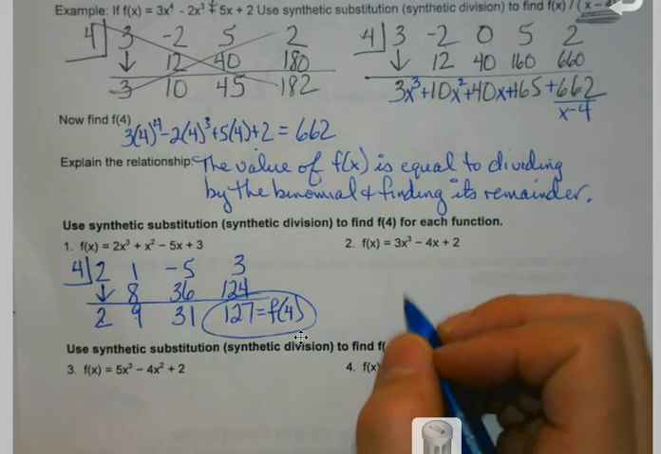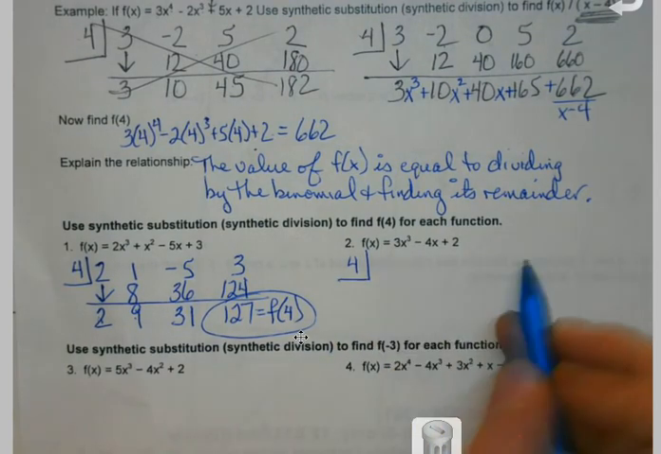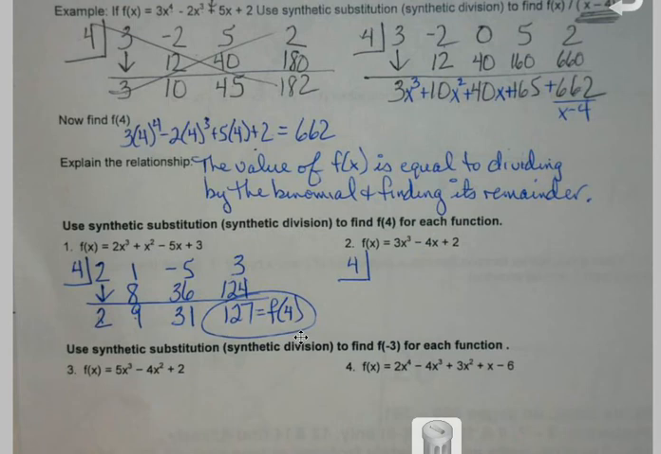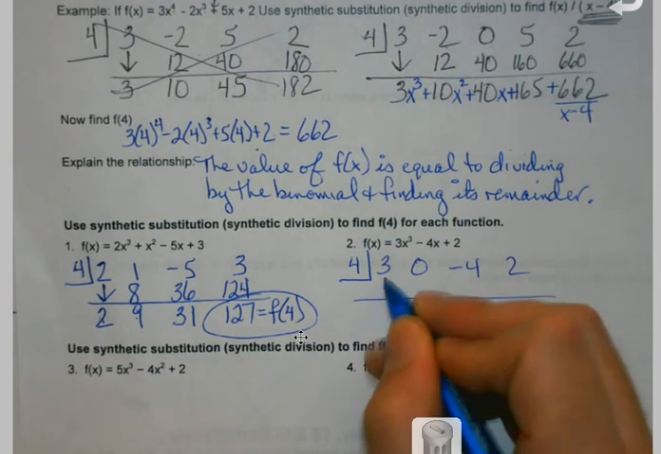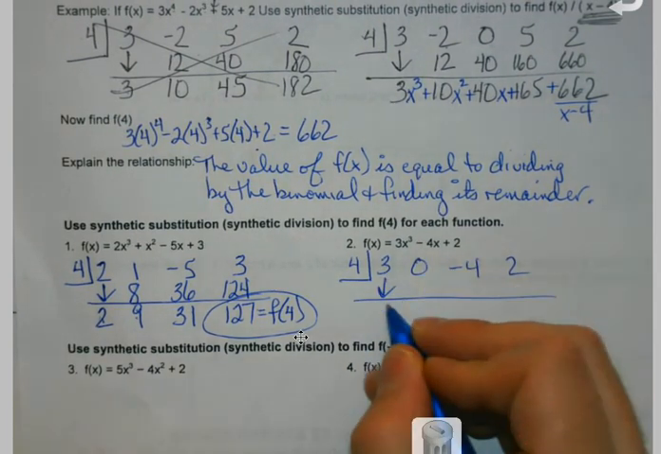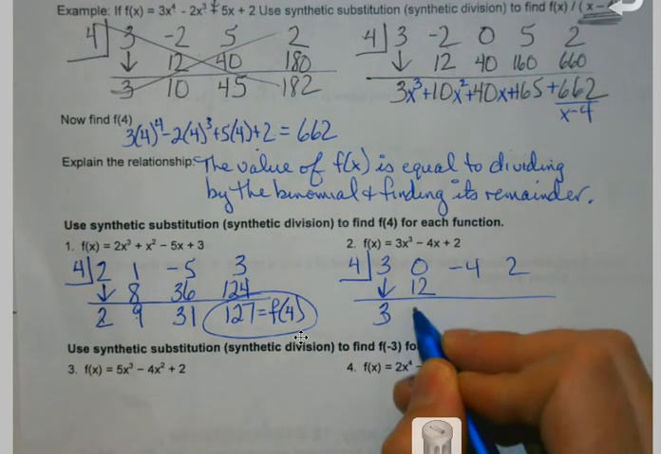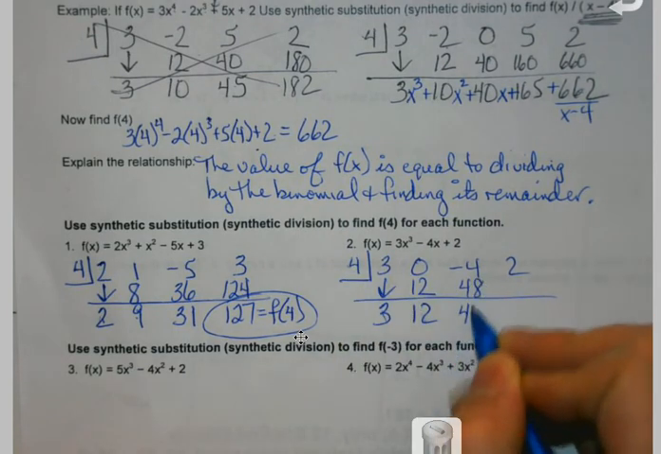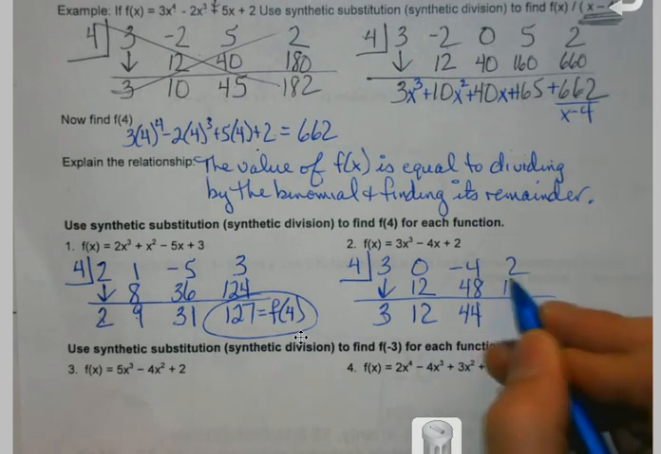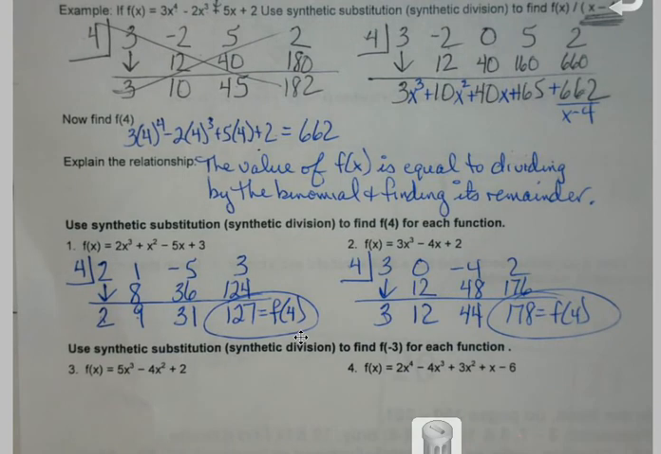All right, so number 2, I'm going to divide by 4. What is my lineup here going to look like? 3, negative 4, 2? 3, 0, negative 4, 2. Pull that 3 down. Multiply. Add down. Multiply. Add down. Multiply. Add down. F of 4.